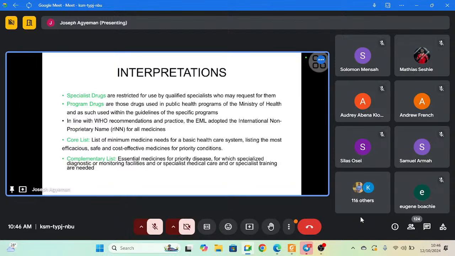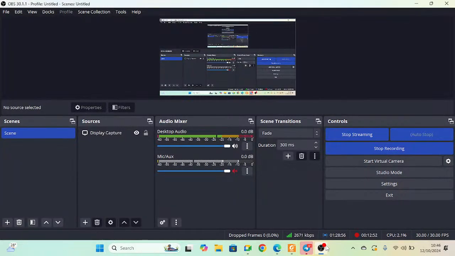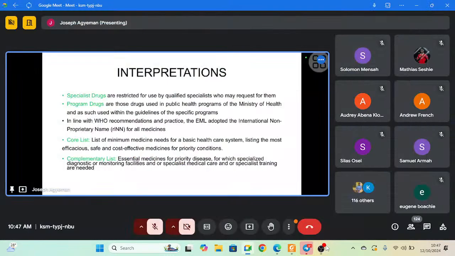So specialist drugs, these are drugs that only the specialists in that field may request. If you are not part of that specialty, you don't request them, for obvious reasons. And the program drugs are the drugs that are used in the public health programs of MOH, and therefore, they are used within the guidelines of that program. As I cited, TB medications, HIV medications are part of the program drugs.